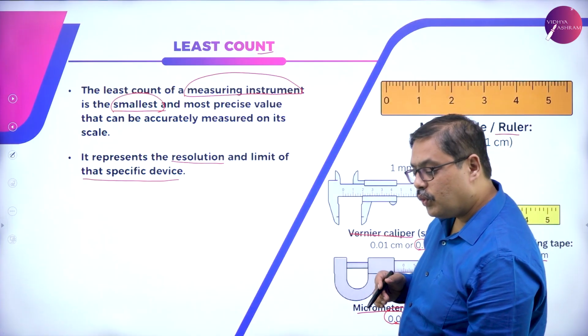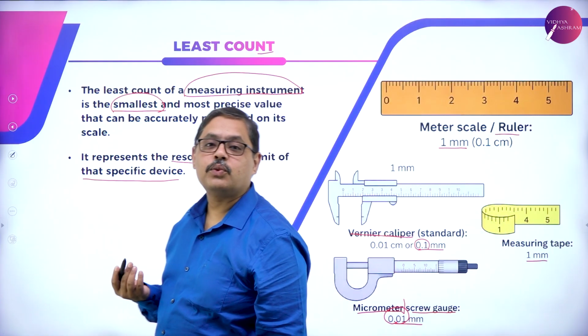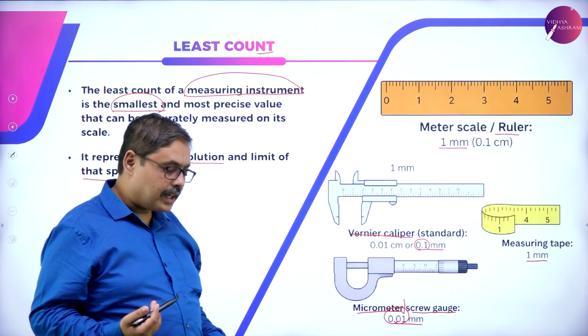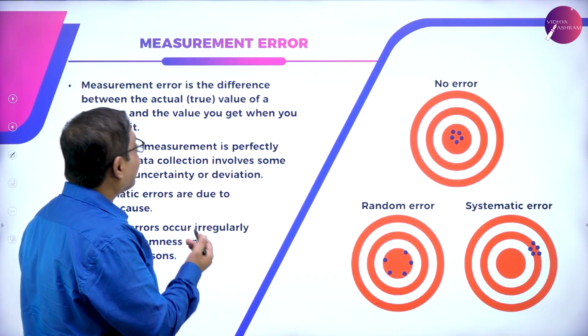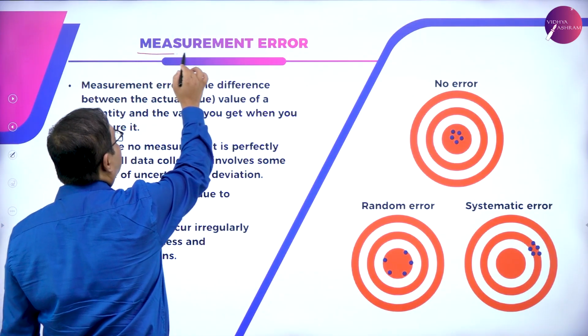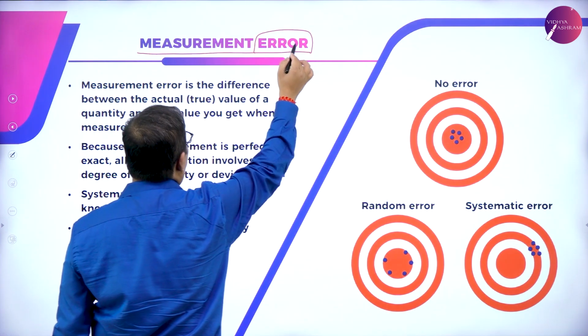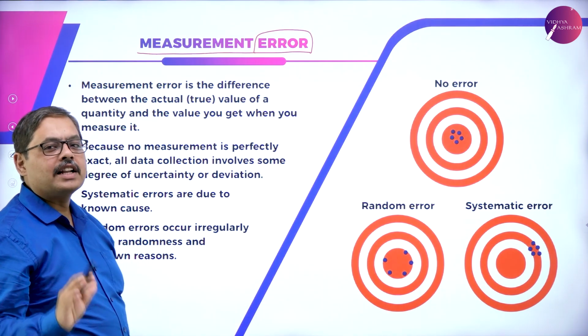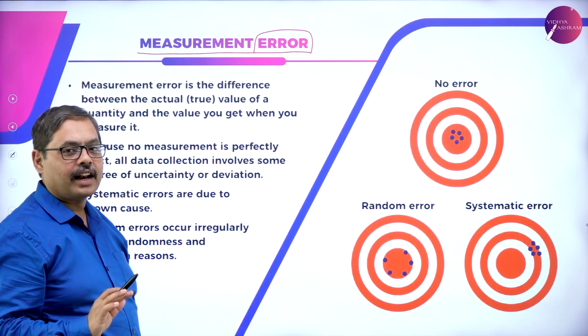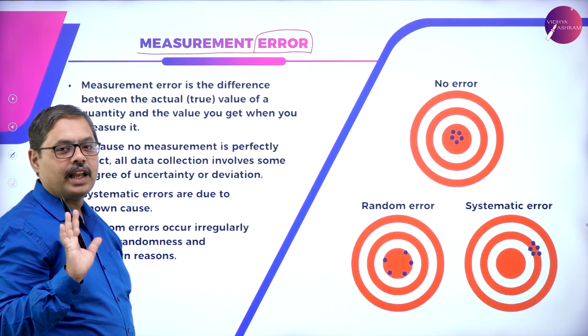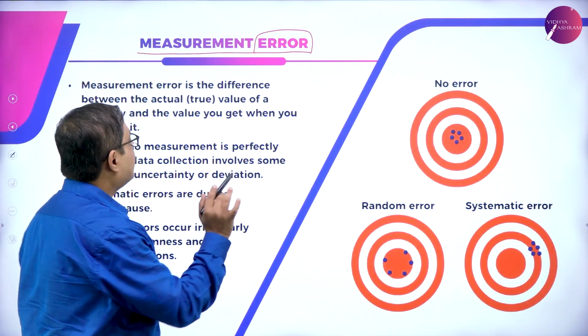Along with this, we have one more concept which is very important with respect to measurement, and that is called the error. It is called the measurement error. What is the error that is obtained while you are measuring an object? Let us first try to understand what is error. It is the difference between the true value and the measured value.